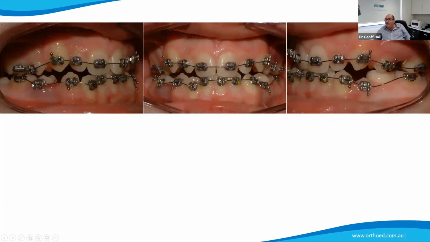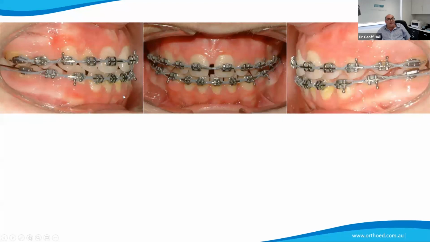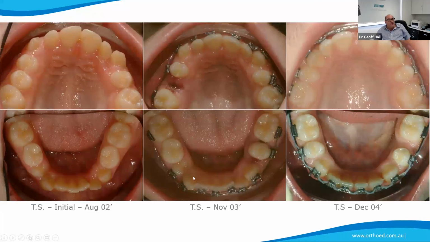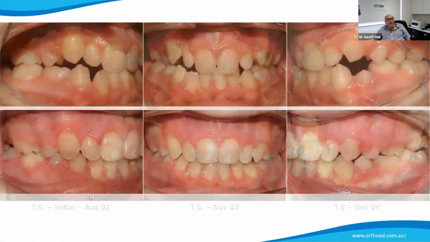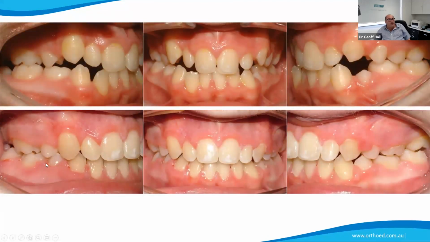This is the transplanted tooth. This is how he finished. This is finishing up. Initial. He had some crowding here. We're closing up some spaces. And this is how we finished. That's the transplanted tooth here.